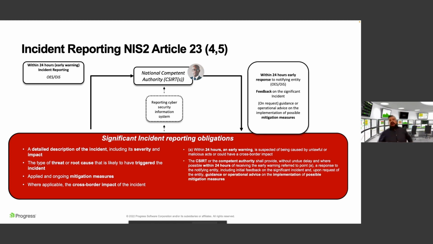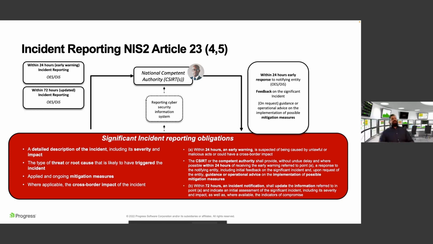So within 24 hours, the CSIRT or competent authority shall provide, after receiving the early warning, a response to the notifying entity, including initial feedback on the significant incident, or guidance or operational advice on the implementation of possible mitigation measures, based on the request, if the essential or important entity is requesting advanced support and so on.